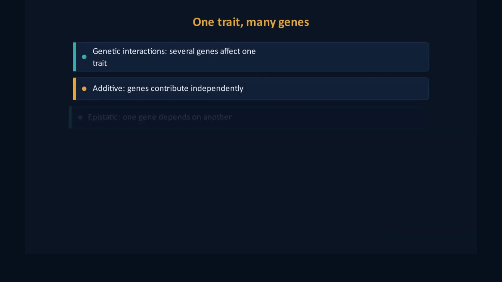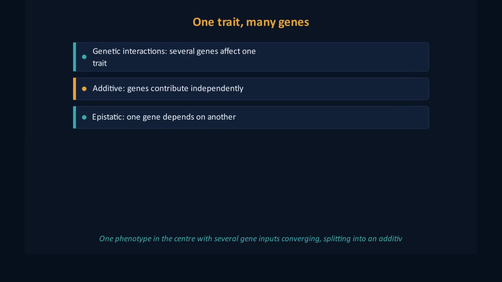Now we change the question entirely. Instead of asking how genes are positioned, we ask how they cooperate. Genetic interactions occur when different genes influence the same trait, and the result is more complex outcomes in genetic crosses than a single gene would give.